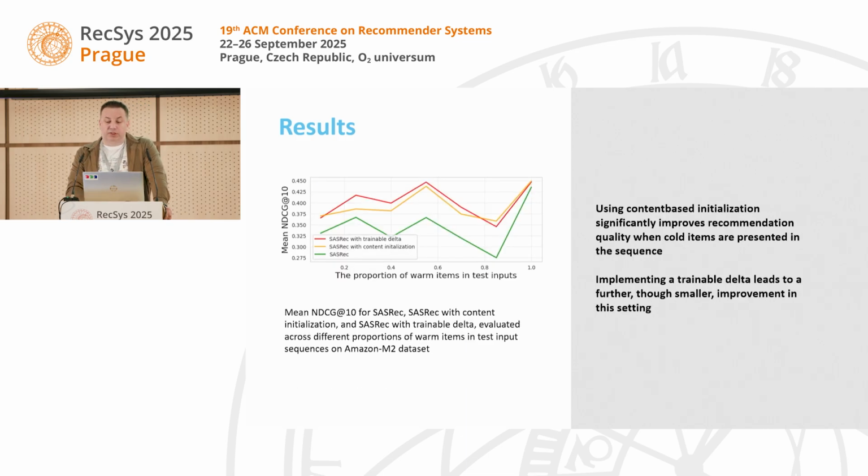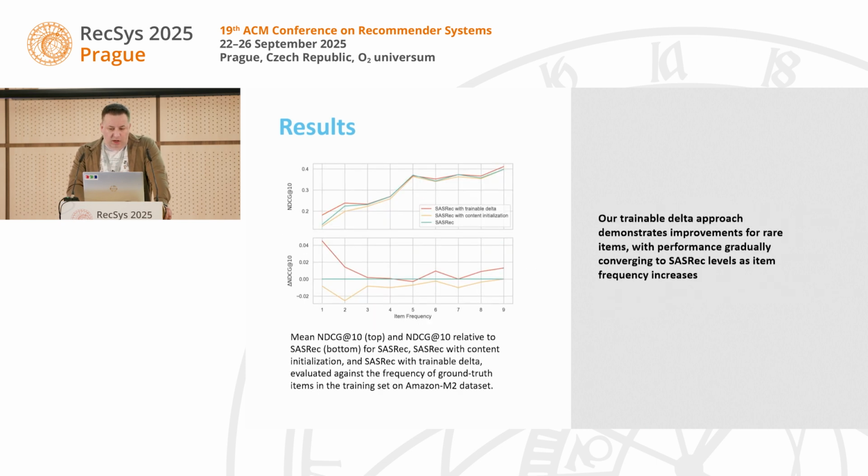Furthermore, we tested how recommendations improve depending on the proportion of cold items in the user history, and concluded that with a small proportion of warm items, our approach shows significant improvement. Our trainable delta approach demonstrates improvements for rare items, with performance gradually converging to SASRec levels as item frequency increases. The upper graph shows absolute values and the lower shows NDCG relative to SASRec.